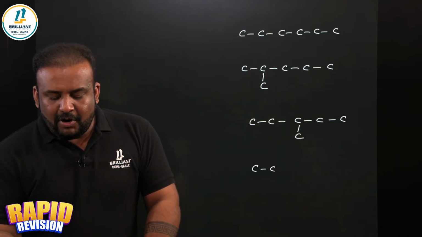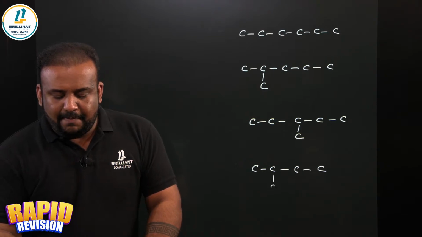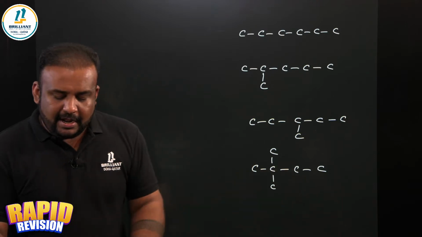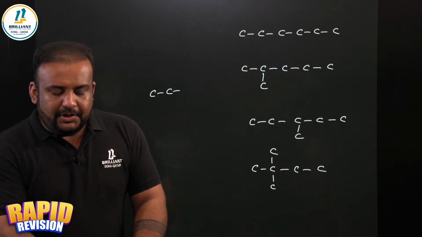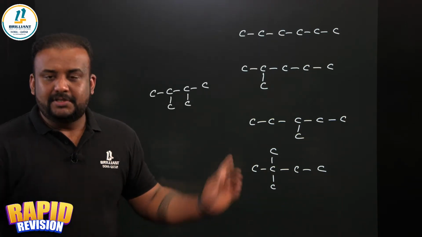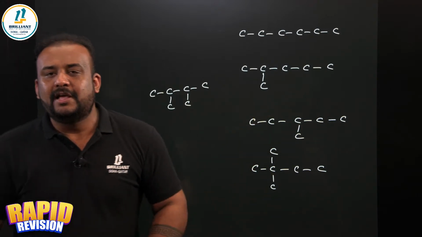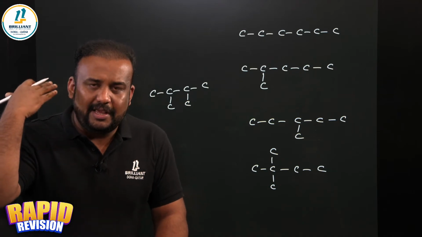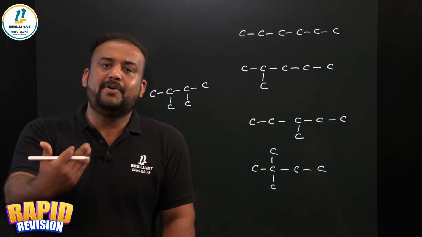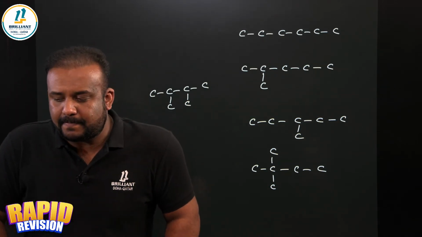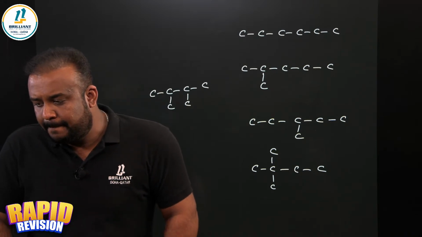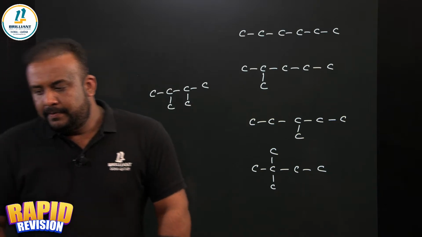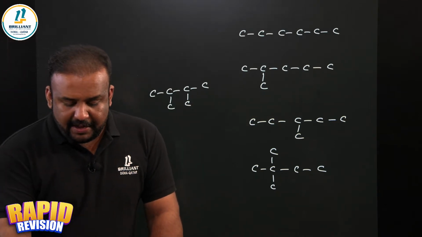Then you can reduce 1 more carbon from the parent chain and put 2 branches on the same carbon, 2,2-dimethyl butane. Or you can even put the 2 branches on different carbons, 2,3-dimethyl butane. Like this, you can draw the isomers. But maximum, in my guess, they will ask either butane or pentane. Is that clear to everyone? Right, the structure is very, very important.